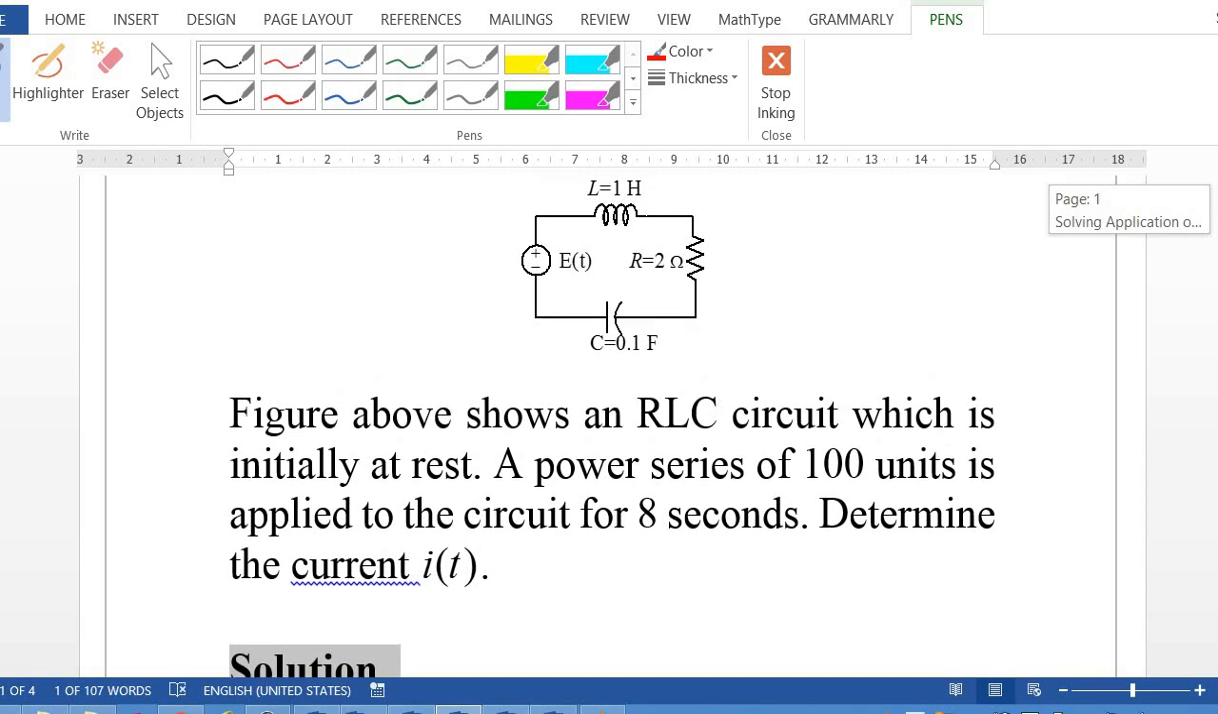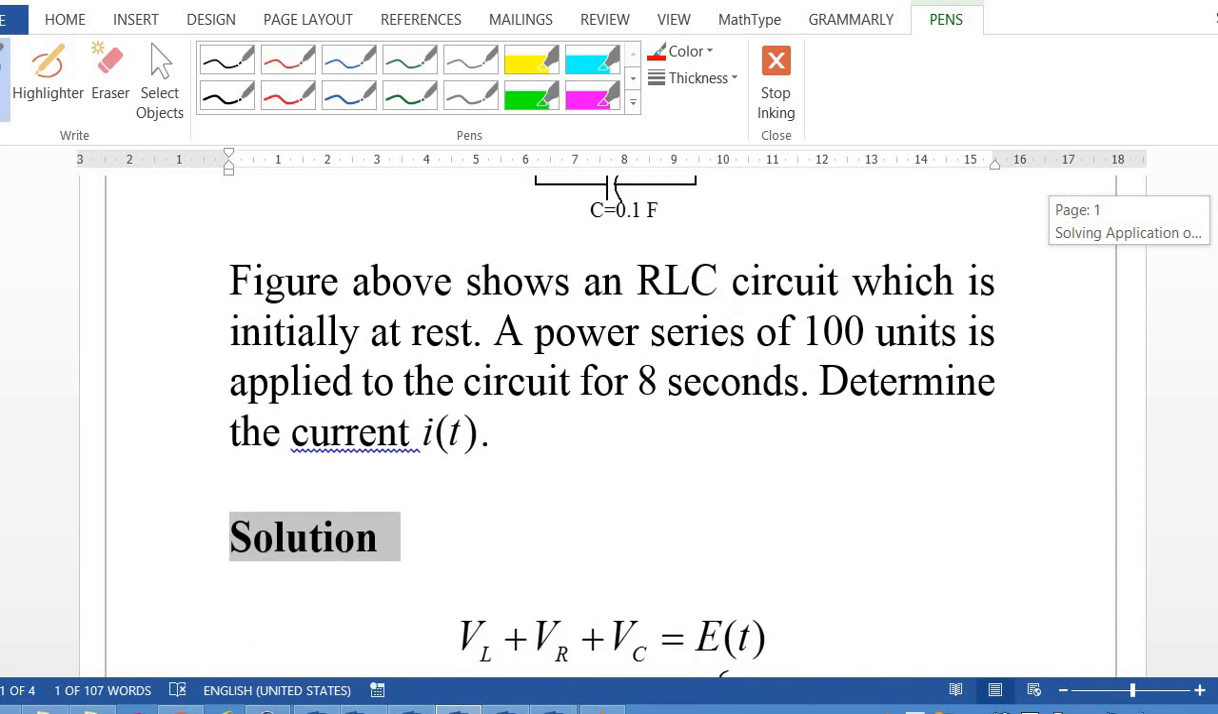So we have our RLC circuit with the inductor 1 Henry, resistor 2 ohm, and capacitor 0.1 farad. The E(t), a voltage of 100 units, is applied to the circuit for 8 seconds only. We want to find the current I(t) in the RLC circuit, which is initially at rest. So that means I(0) equals 0.